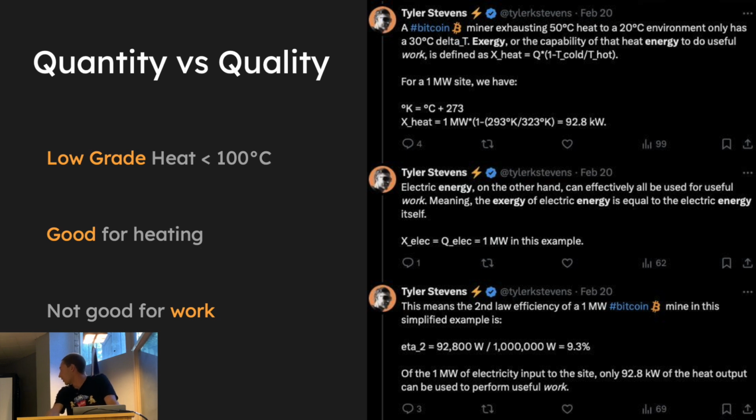This big long tweet thread on the right, all I'm pointing out here is just a little quick math. If you had 50 degrees Celsius fluid from a Bitcoin mine and then 20 degrees Celsius ambient temperature, that's around 70 degrees, right?